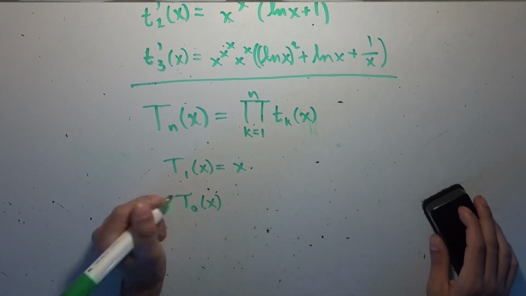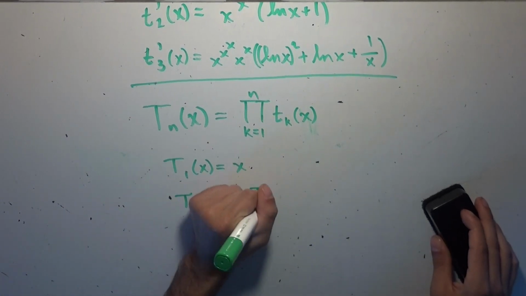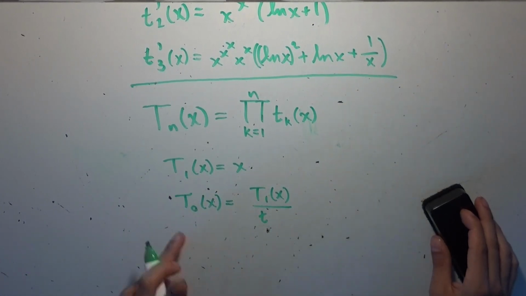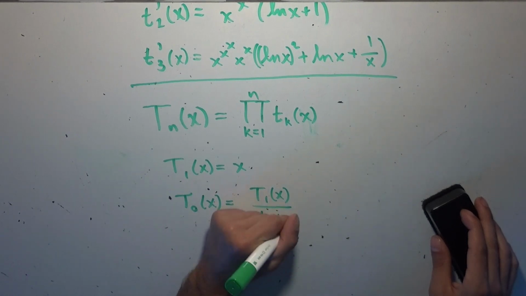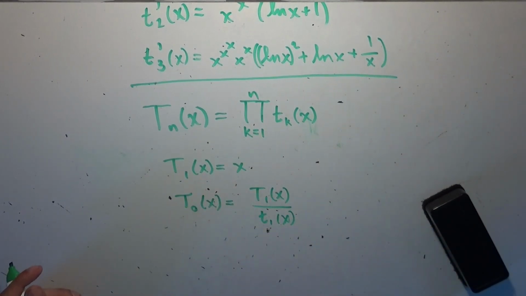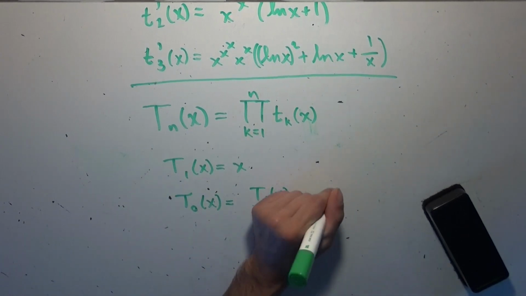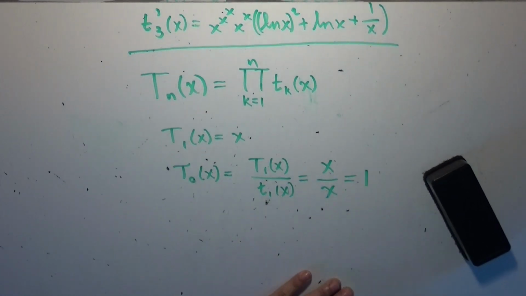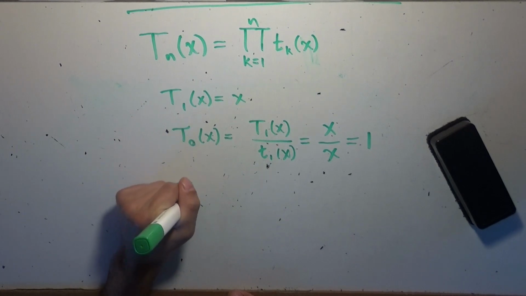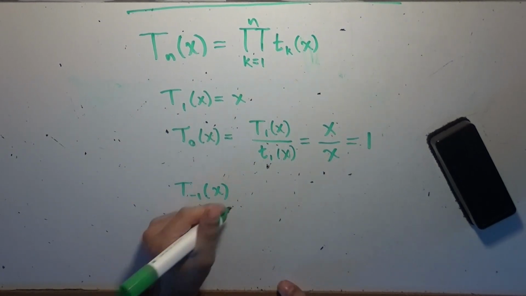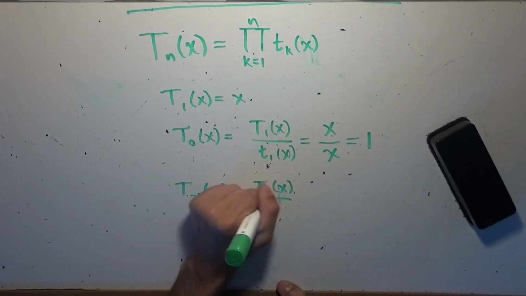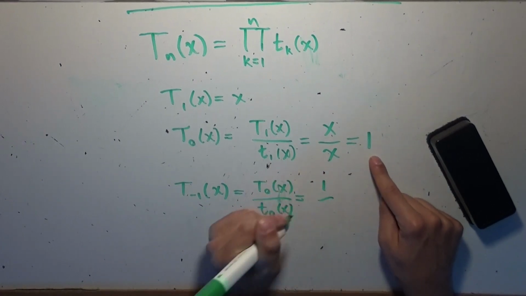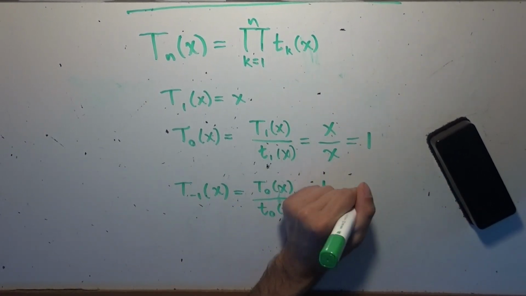So T0 of x is going to be, like I said, the next tetration divided by the current. If you want to know the product before, you have to go to the one after it and divide it by the current power tower. We just determined that capital T1 of x is x, and we know that the first tetration of x is also x, so it turns out that capital T0 of x is always 1. Let's see if we can keep going. That would mean that T negative 1 of x would be T0 of x divided by the 0th tetration of x. We know that T0 is 1 from our previous result, and that the 0th tetration of x is always 1. So again, T negative 1 of x is always 1.